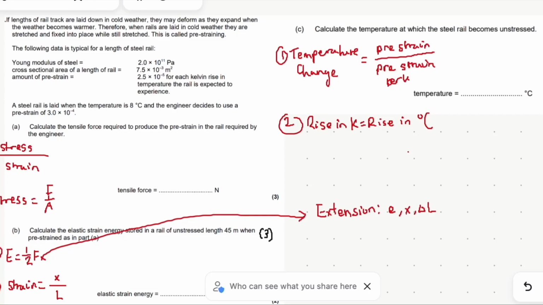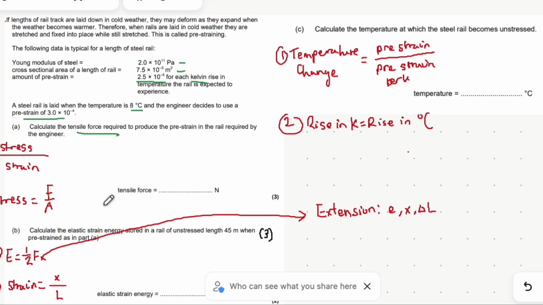Difficult questions I had a look at in the topic of materials, so I thought we'd have a look at it. It's a question about Young's modulus, stress-strain calculations, and I put a few prompts on the board if you wanted to have a go yourself. So just to start with, it's giving you the Young's modulus of steel, the cross-sectional area, how much the strain changes for each rise in temperature, a value of strain, and it's also given you the temperature.